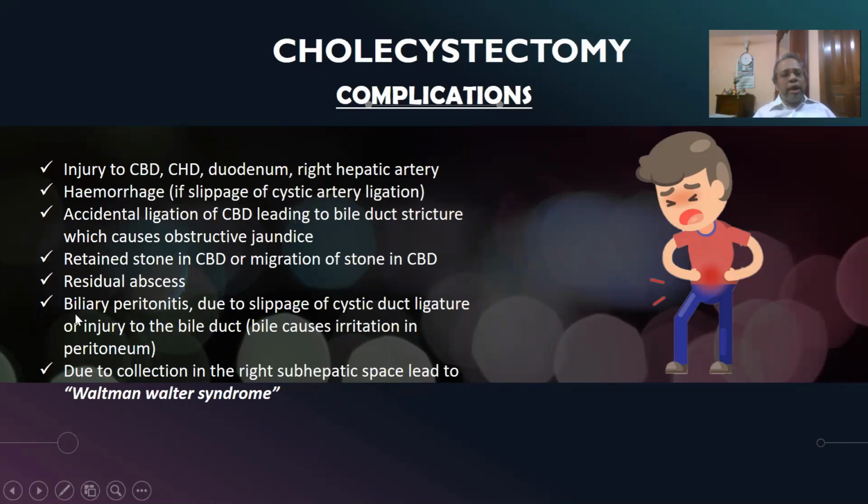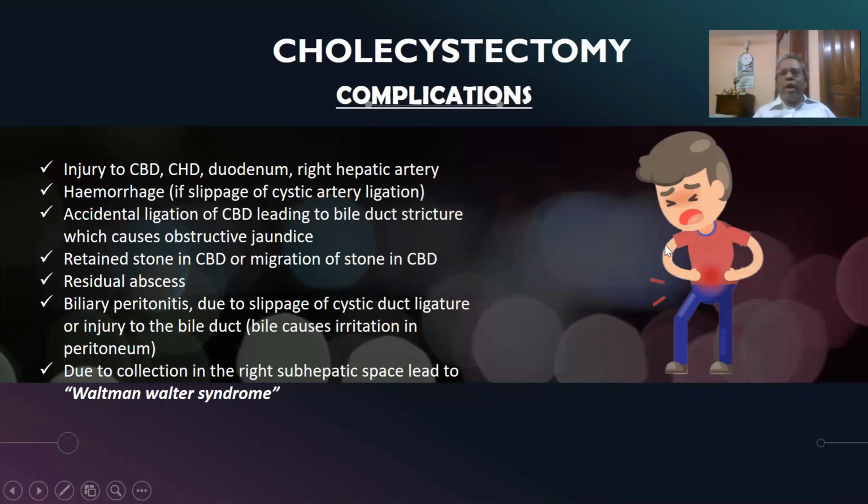And another important thing is, sometimes it is written in the books, there is one syndrome called the Waltman-Walter syndrome. It is a very interesting terminology. If you know the pathogenesis, you can remember the terminology of the syndrome.